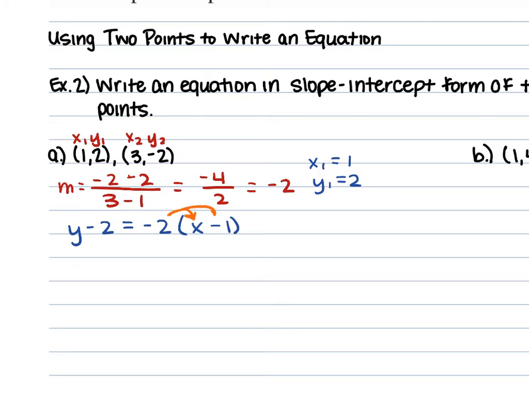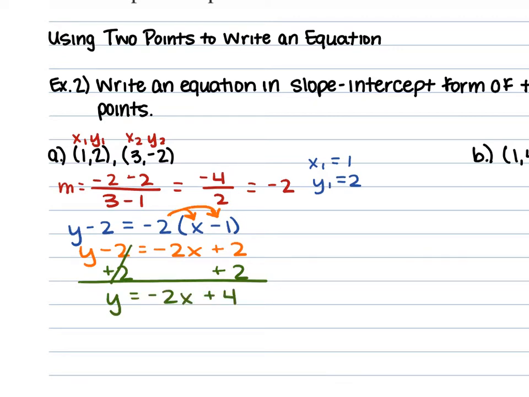So I distribute the negative 2. I get y minus 2 is equal to negative 2x plus 2. And then I just move that 2 over to get y by itself, and I add it to both sides. So I'm left with y is equal to negative 2x plus 4.